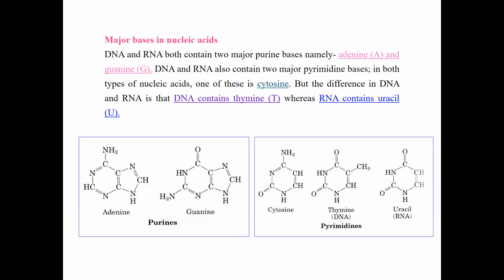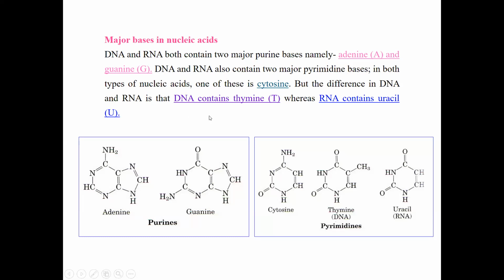Major bases in the nucleic acids are: DNA and RNA both contain two major purine bases. One is adenine, another is guanine. DNA and RNA also contain two major pyrimidine bases. In both types of nucleic acids, one of these is cytosine. But the difference in DNA and RNA is that DNA contains thymine, whereas RNA contains uracil.